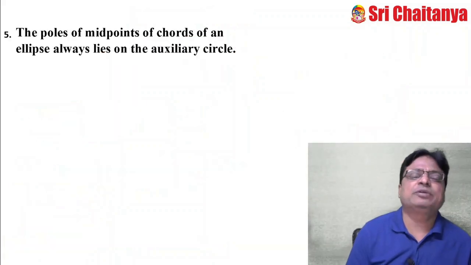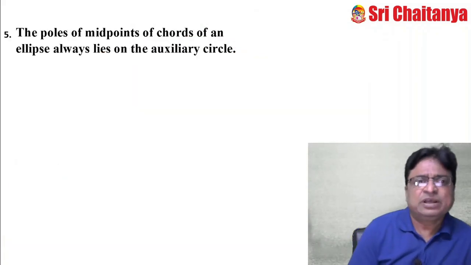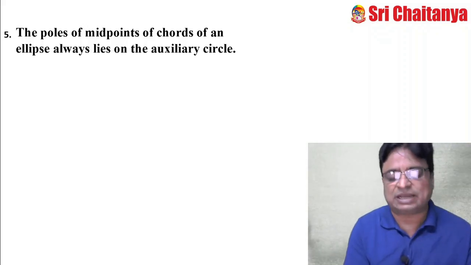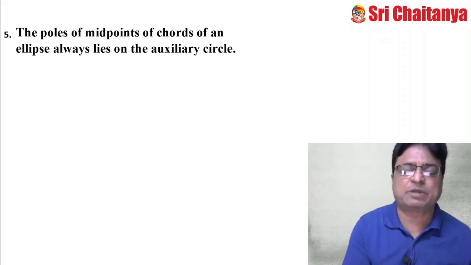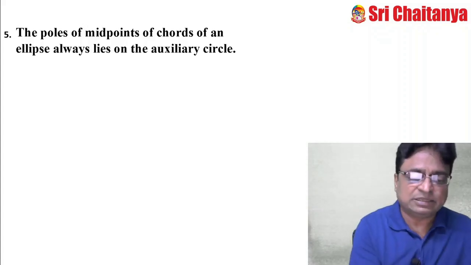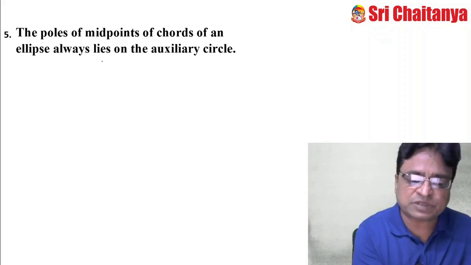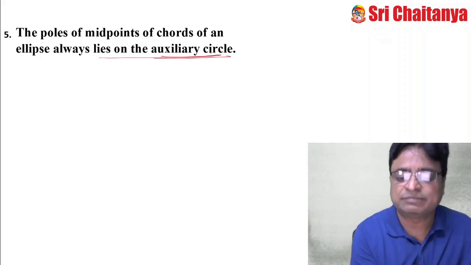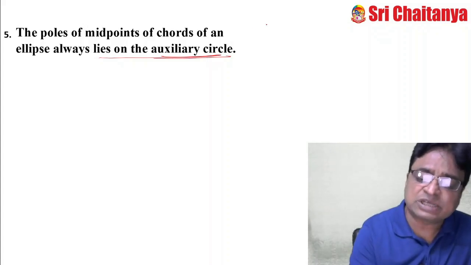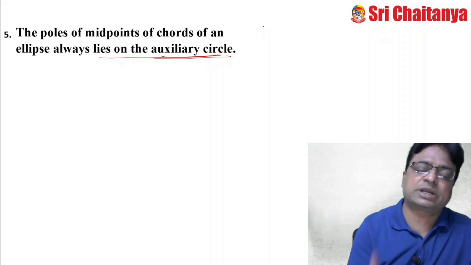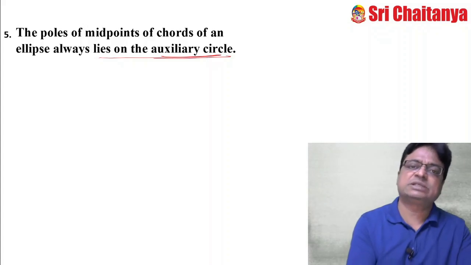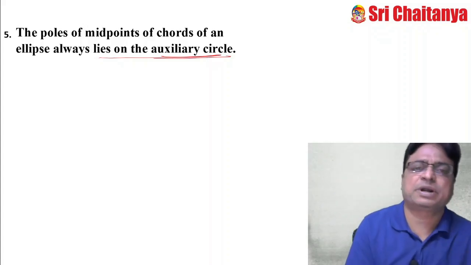Now, coming to result number 5. See here, the poles of midpoints of chords of an ellipse. With the help of the previous problem, how can we state the same problem in another direction? That also you have to practice. Listen, the poles of midpoints of chords of an ellipse always lie on the auxiliary circle. I am very much interested in this problem because all the problems related to the auxiliary circle as well as the director circle, especially for an ellipse, are very, very important.